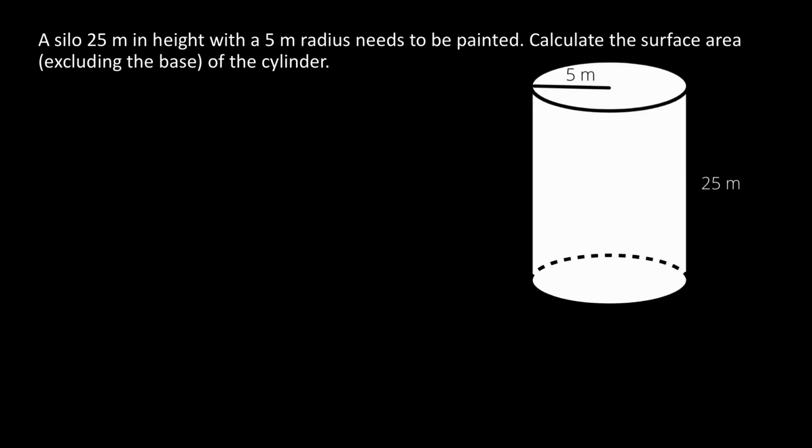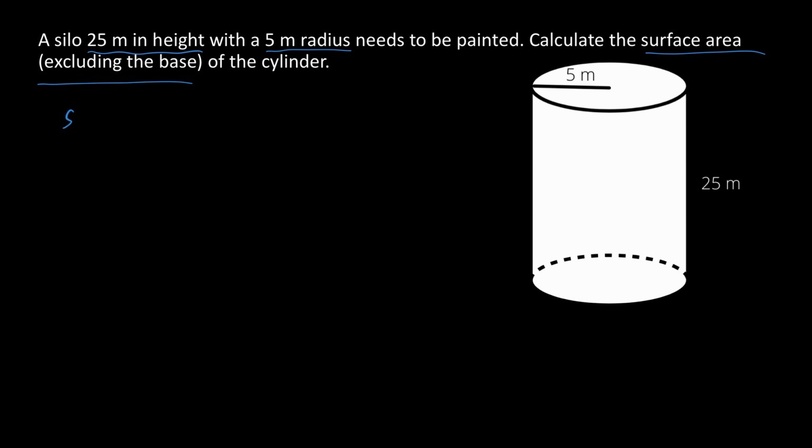Let's move on and look at our final example now. This one is saying a silo 25 meters in height with a 5 meter radius needs to be painted. Calculate the surface area excluding the base of the cylinder. So I'll highlight some of these. 25 meter height, 5 meter radius. We're calculating the surface area and we're excluding the base.